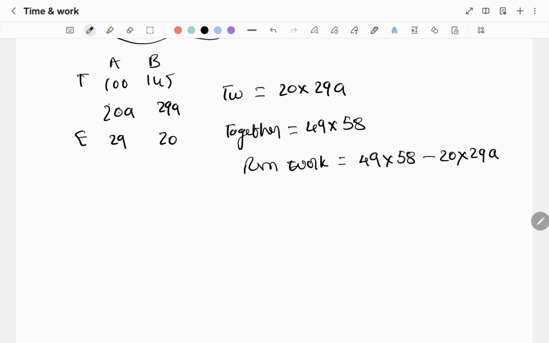Now, who has to do the remaining work? A or B? B has to do the remaining work. B's efficiency is 20. So, work by efficiency is equal to 29 days.